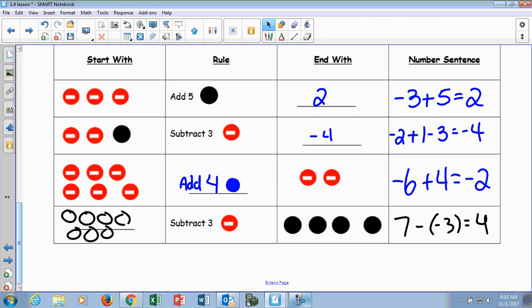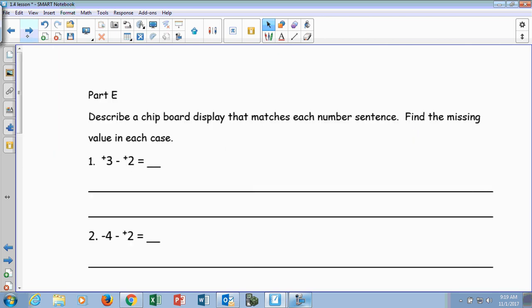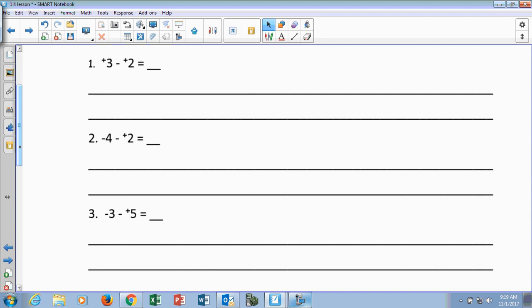All right, let's go to the last page. Part E. So we're going to kind of put this all together here. So I'm going to give you some time with your team to work on these 3. So you're going to use a chip display for each one, all right? And then basically you're going to tell me what the missing value is and then kind of write out in words what you did. All right?